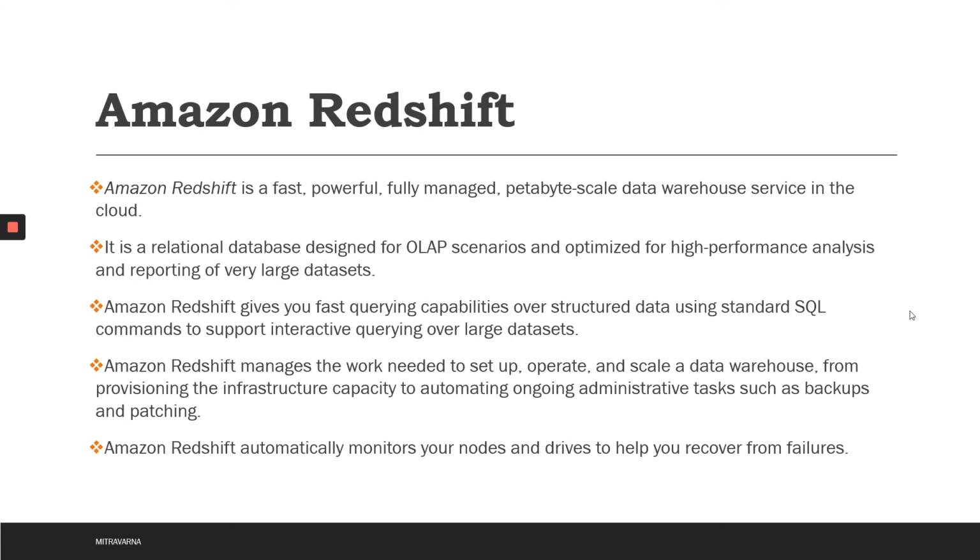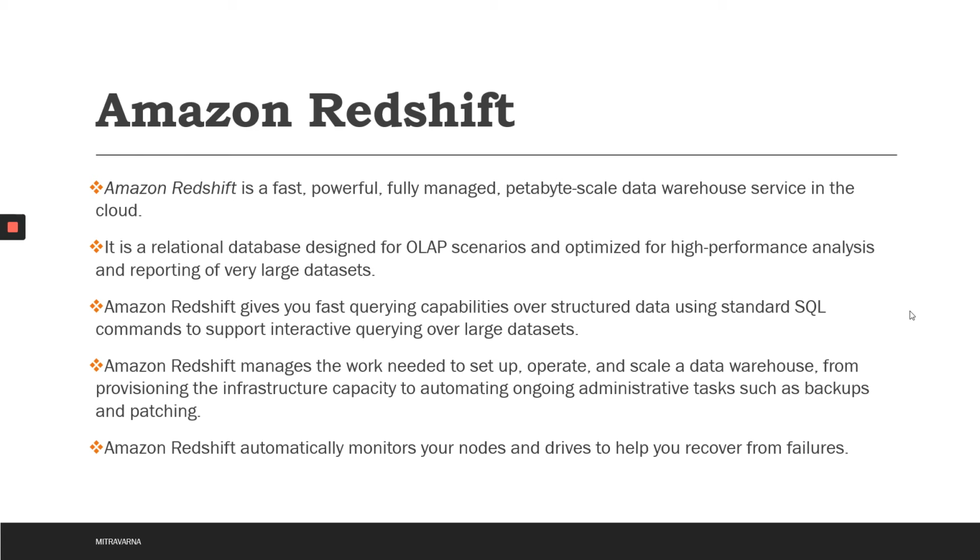So next one is Amazon Redshift. Redshift is a fast, powerful, fully managed, petabyte-scale data warehouse service in the cloud. As I have mentioned in the part one video itself, Redshift is used for data warehouses, which is an online analytical process. So it is a relational database designed for OLAP, online analytical process scenarios, and optimized for high performance analysis and reporting of very large data sets.